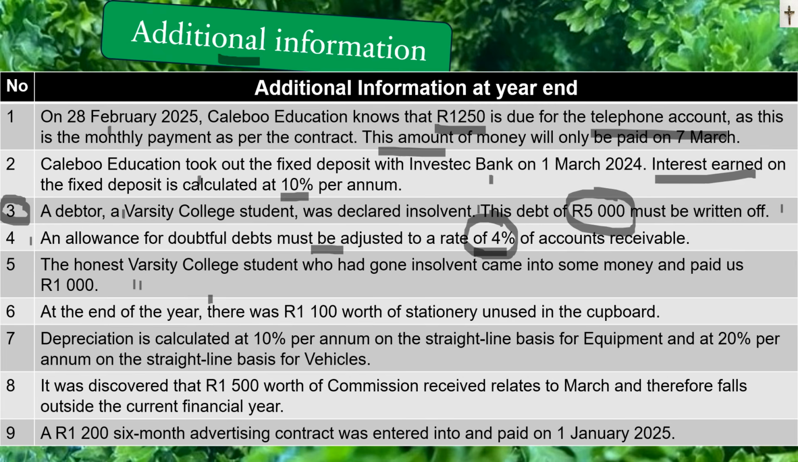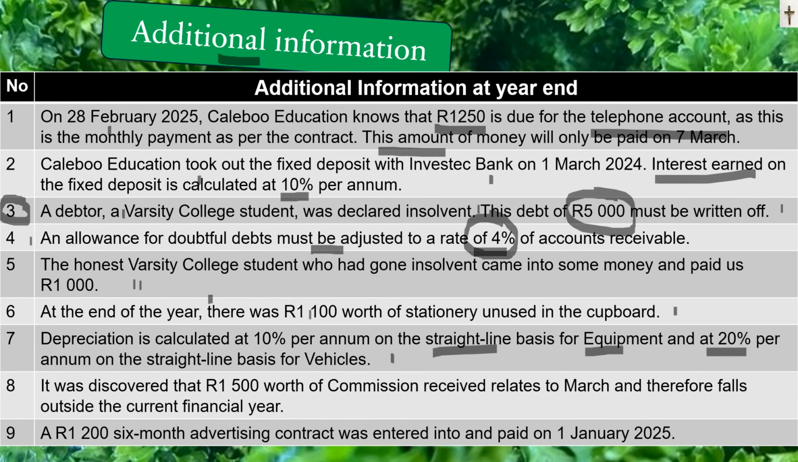At the year end, there was 1,100 Rand worth of stationery. That's consumable stores on hand. We need to do depreciation. Luckily, in this example, it's on the straight line method: 20% per annum on vehicles and 10% on equipment.